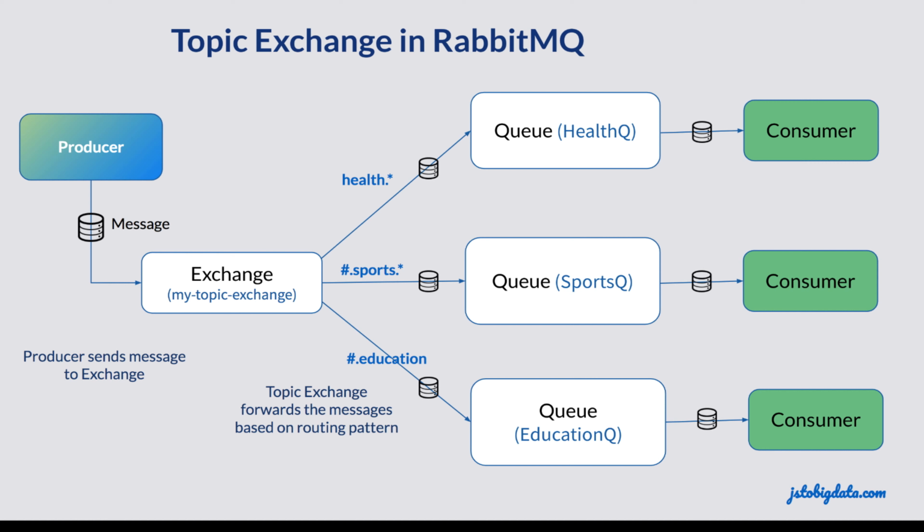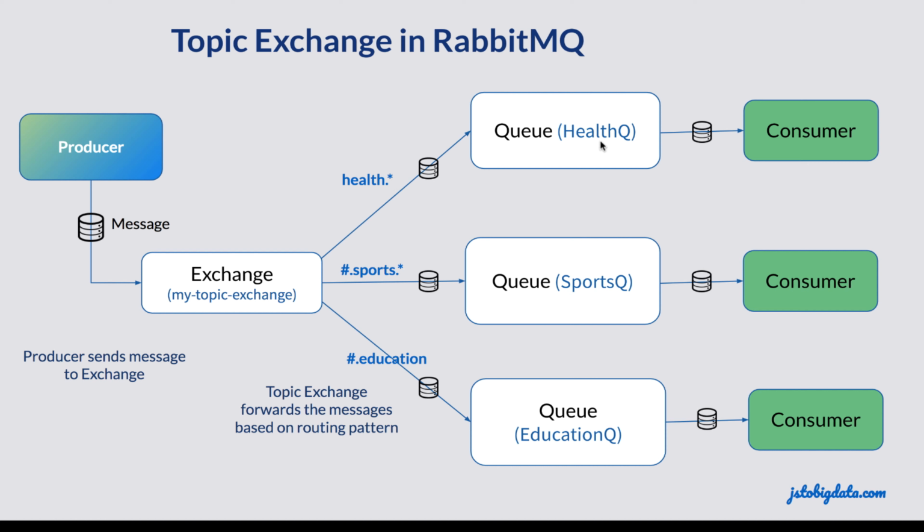You have already learned about exchanges and queues in the Elements of RabbitMQ tutorial. The diagram here explains a producer sends a message to my topic exchange. There are three queues bound to this exchange using three routing key patterns. As you can see, this one is health.star, hash.sports.star, hash.education. One thing you can note here is that the routing keys or the pattern is delimited by a dot and then either it ends or starts with a star or a hash. We will look into the meaning of hash and star a little later.